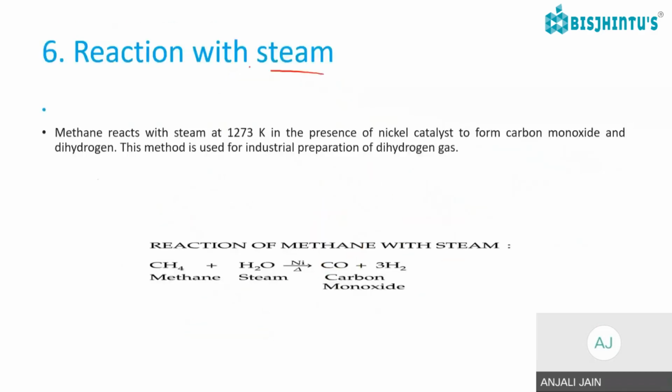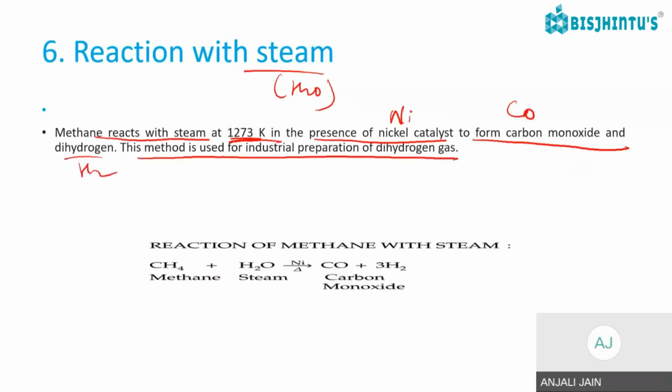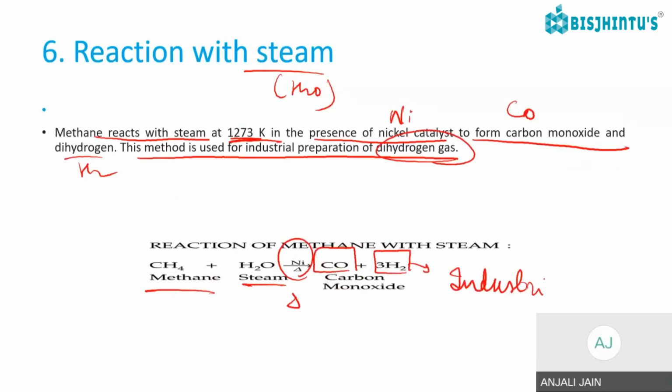Reaction with steam, or we can say water. Methane reacts with steam at a very high temperature of 1273 Kelvin in the presence of nickel catalyst to form carbon monoxide and dihydrogen. This method is used for the industrial preparation of dihydrogen gas. So methane in the presence of steam and nickel catalyst, heated at very high temperature, gives carbon monoxide plus hydrogen. This is used for the industrial preparation of hydrogen.